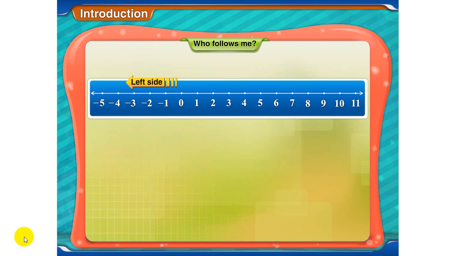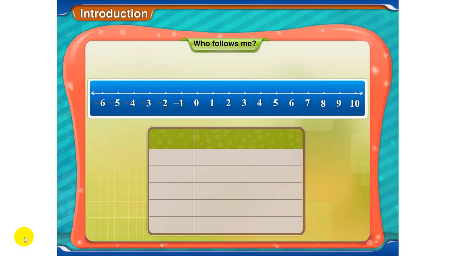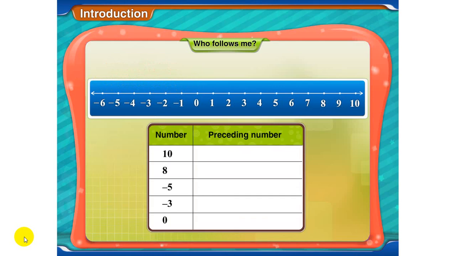A movement to the left is made if the number by which the token has to move is negative. If a movement of only 1 is made to the left, we get the predecessor of a number. Now write the preceding number of the following.